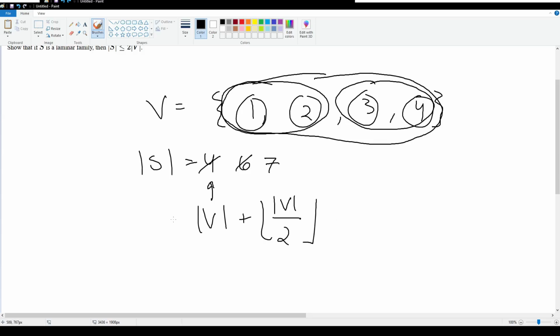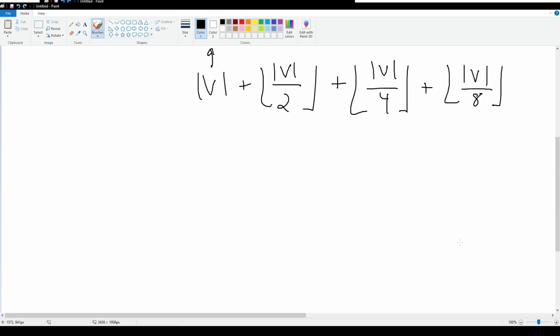All right, and then what are we adding? Well, we're going to divide by 4 now. And of course, take the floor of that. All right, and now if V was larger, you can kind of see where this is going. We'd be able to maybe do 8, right? So all groups of 8. And then that would look like this. Okay?